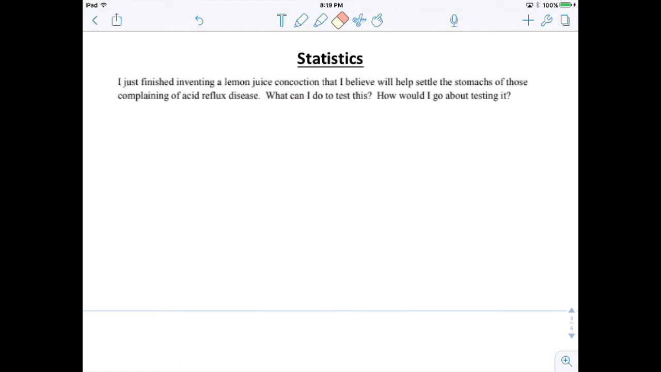I just finished inventing a lemon juice concoction that I believe will help settle the stomach of those complaining of acid reflux disease. What can I do to test this? How would I go about testing it? So I want to show that this causes something else, right? Anytime we're talking about causation, you should automatically be thinking about an experiment, and by an experiment, I mean a controlled experiment.